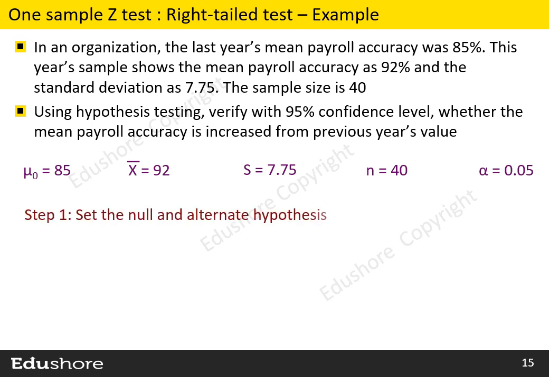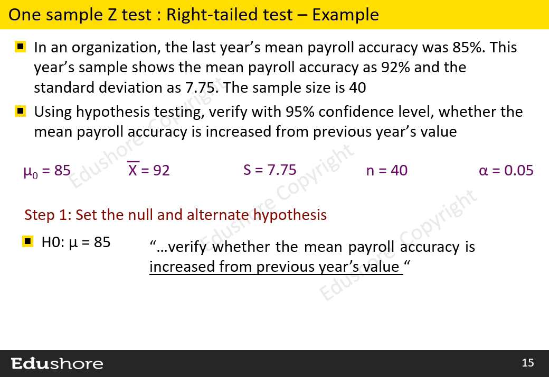Step 1. Set the null and alternate hypothesis. As we understood earlier, the null hypothesis always says there is no change, so H0 is mu is equal to 85. Now, to set the alternate hypothesis correctly, we need to clearly understand what the question is. Here we are asked clearly to verify whether the mean payroll accuracy is increased from previous year's value. So the alternate hypothesis H1 is mu is greater than 85. When we set the H1 as mu is greater than mu naught, it is called a right-tailed test.